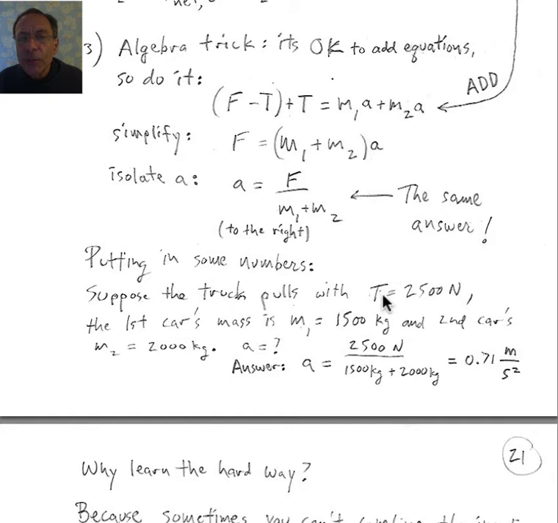Let's suppose the truck was pulling with 2,500 newtons. Suppose that car 1 had a mass of 1,500 kilograms and car 2 its mass was 2,000 kilograms. What would be the acceleration? And so, okay, you can just plug in the numbers. Here's the pulling force. Here's mass 1 plus mass 2, and you get the answer.